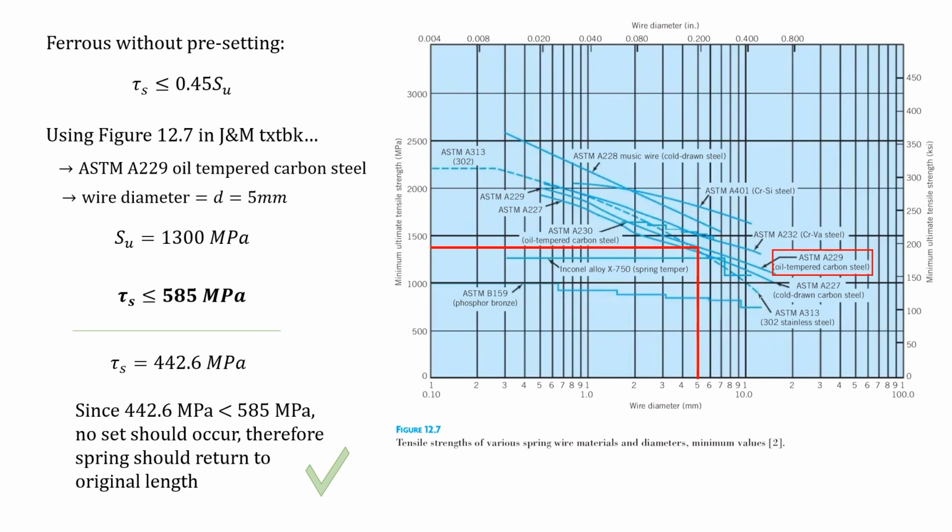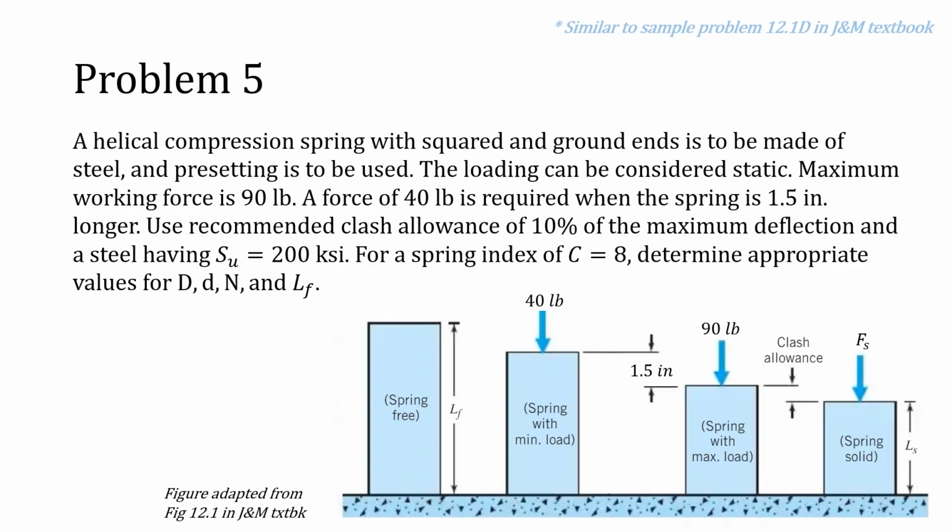It's less than that for a ferrous metal without presetting. So the spring should return to its original length. So we can conclude that there's going to be no permanent damage. Our stresses did not exceed that threshold, and ultimately that spring will return to its length, which is what the question was asking us for. Awesome. So moving on to problem 5.